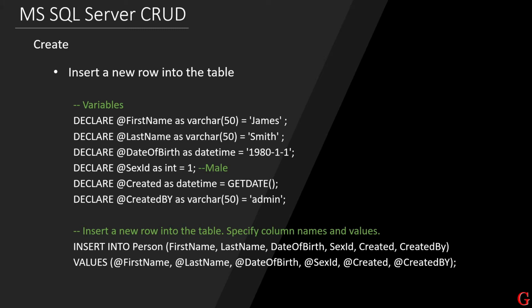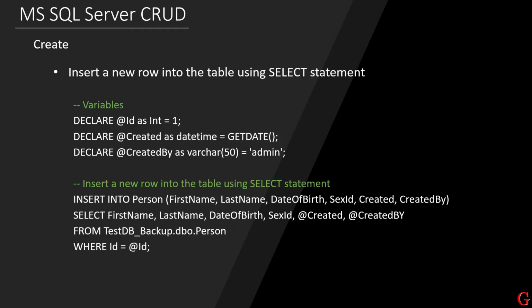Use the insert into command to create new rows in the database table. First, declare variables, type insert into and give the name of the table where you want to create new rows. Next, specify table column names and values. Column names are not mandatory, but to keep things simple, you should specify them. You can also use a select statement to insert new rows into the table from an existing table.